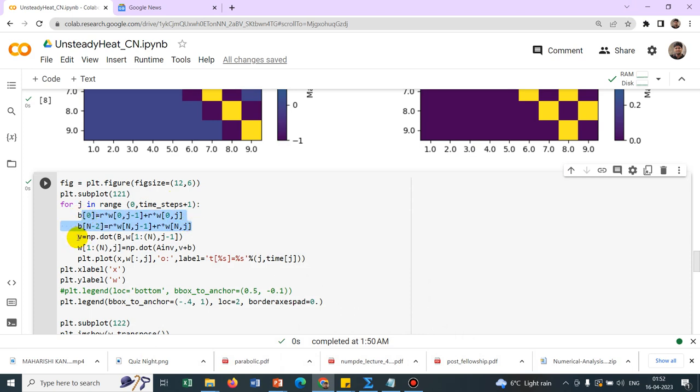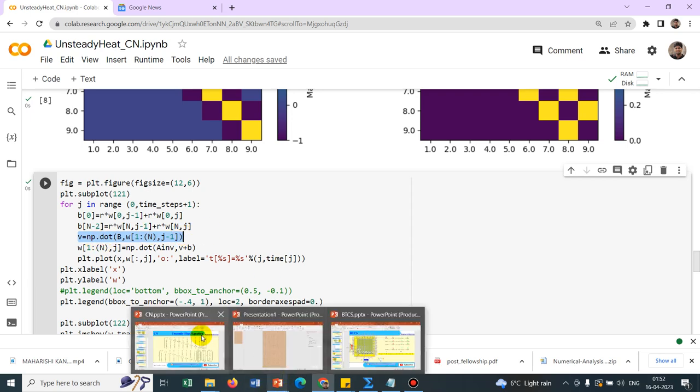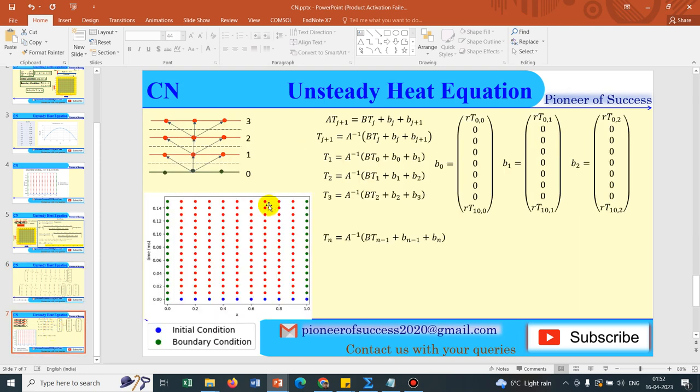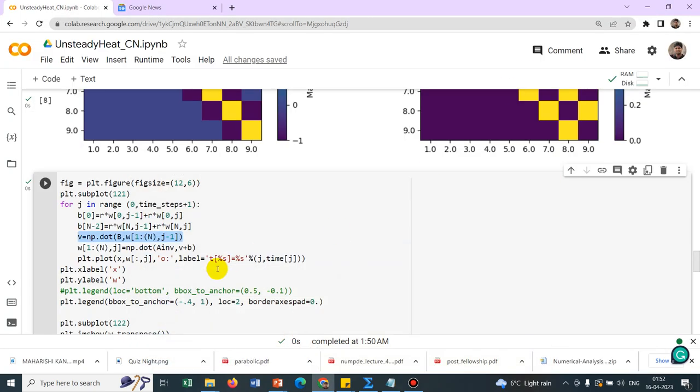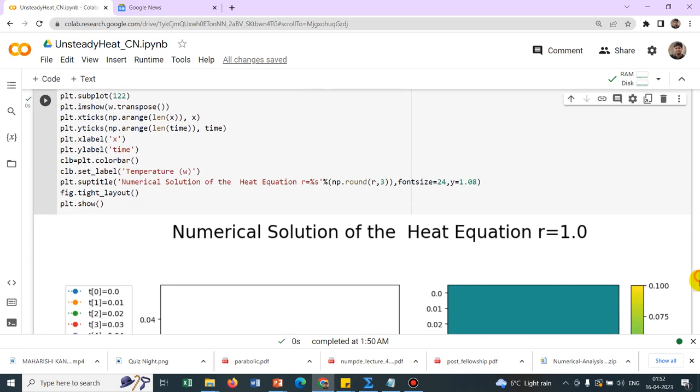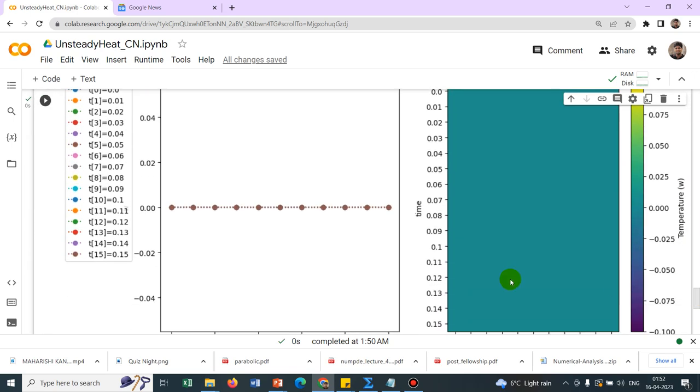Now the ultimate step is they are doing the dot product. If you remember the slide, we need to calculate this dot product between A inverse and this, and that particular step is being done here in these two steps. Once all the things are done, you can plot, and that will give you the temperature at different time steps, and the temperature distribution is given in this particular contour plot.